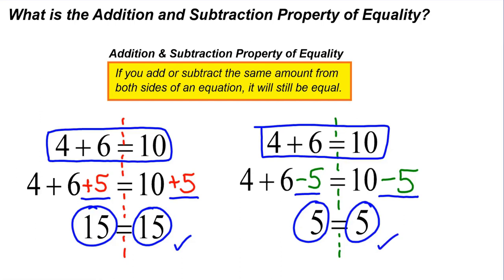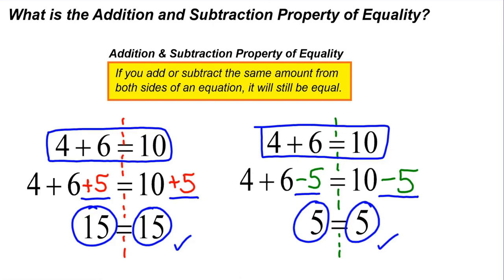So that's a basic property of math, that if you do one thing to one side of an equation, you have to do the exact same thing to the other. Otherwise, it's not going to be equal anymore. If we were to just subtract 5 from one side of this equation, we would get 5 equals 10 or 10 equals 5, which is not true anymore. So what you do to one side, you have to do to the other, and it will still be true.